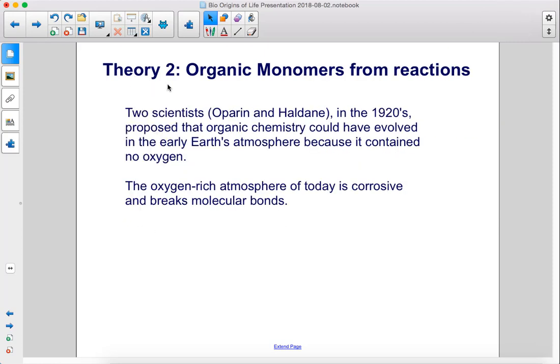Theory 2. Organic monomers from reactions. Two scientists, Oparin and Haldane, in the 1920s proposed that organic chemistry could have evolved in the early Earth's atmosphere because it contained no oxygen. The oxygen-rich atmosphere of today is corrosive and breaks molecular bonds.